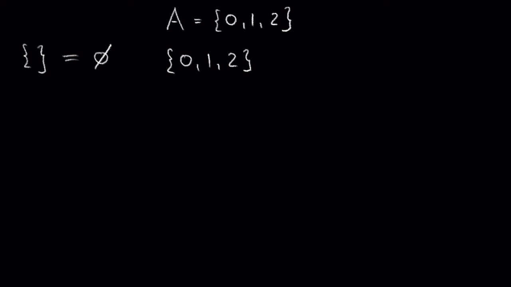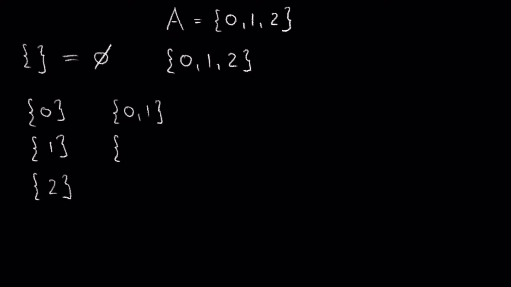In addition to these two subsets of A, we have the subset with the element 0, the subset with the element 1, the subset with the element 2, the subset with the elements 0 and 1, the subset with the elements 0 and 2, and the subset with the elements 1 and 2.